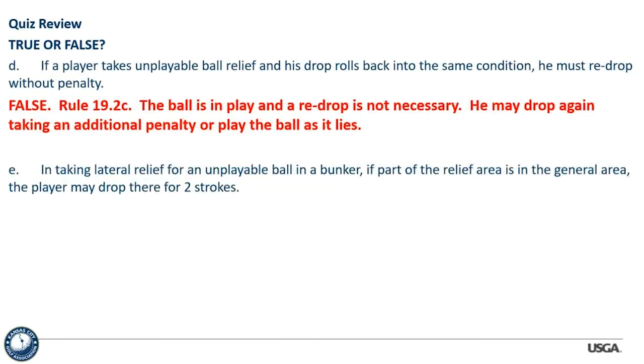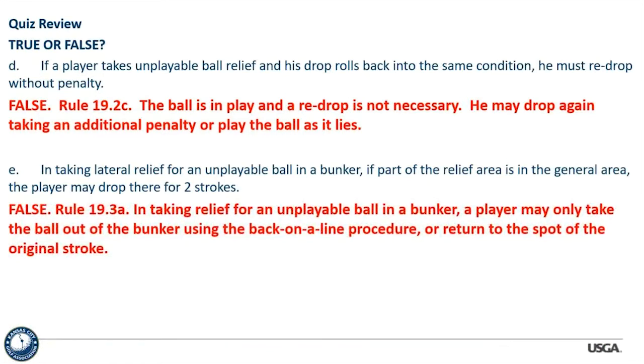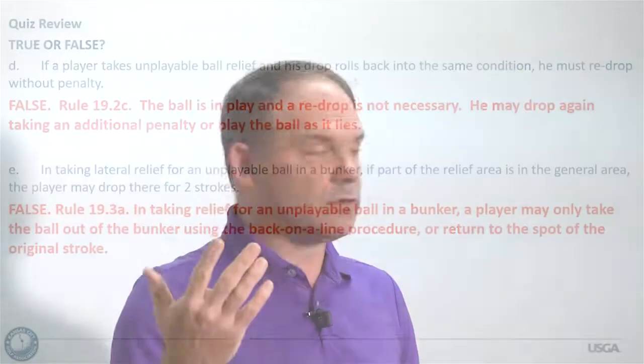In taking lateral relief for an unplayable ball in a bunker, if part of the relief area is in the general area, the player may drop there for 2 strokes. And as we completely talked about earlier, that is false. You cannot go sideways out of a bunker at any point within any rule of the unplayable ball rule. So the only time you're going to get the ball out of a bunker is with a 1-stroke penalty, going back to where you last played from, if it happened to be out of the bunker, which it generally is. Or the back on the line procedure to get it out of the bunker is a 2-stroke penalty. But lateral relief must stay in the bunker for an unplayable ball.